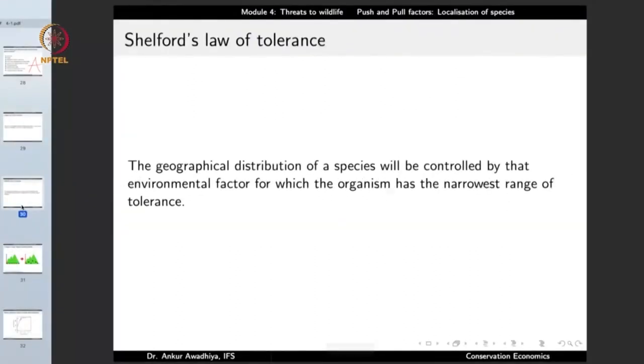Another similar concept is Shelford's law of tolerance, which states that the geographical distribution of a species will be controlled by that environmental factor for which the organism has the narrowest range of tolerance. There is a certain range of tolerance for different environmental factors, and these ranges of tolerance govern where this species will be found or not. Now, of late, what we have observed is that the environmental conditions are changing. And so, even for those environmental factors for which the organism earlier used to have a narrow range of tolerance, it is now possible for organisms to extend their reach.